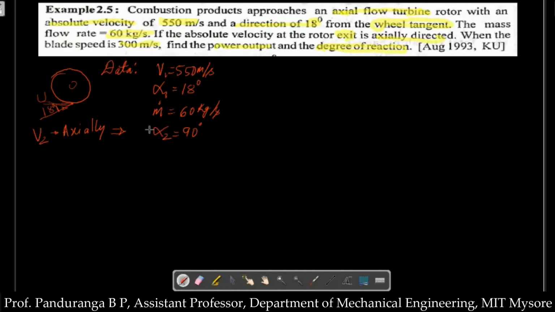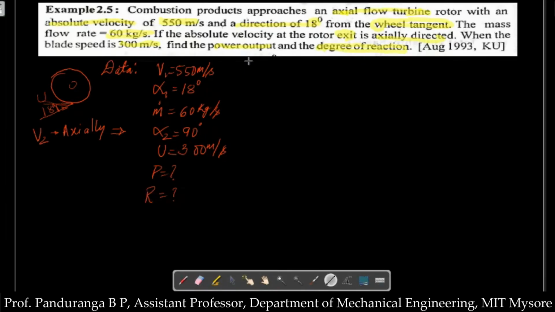Whenever they say it is axially directed or radially directed, for a radial flow turbo machine they will say it as radially directed. In both the cases, alpha 2 will be 90 degree. You need to remember this. And the blade speed or the blade velocity is 300 meter per second. We need to find the power developed and the degree of reaction represented by capital R. Since we are representing degree of reaction by capital R, whenever they give radius, I'll use small r. For diameter, I'll use capital D.